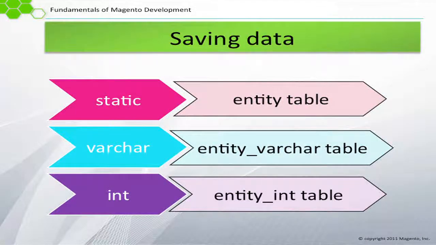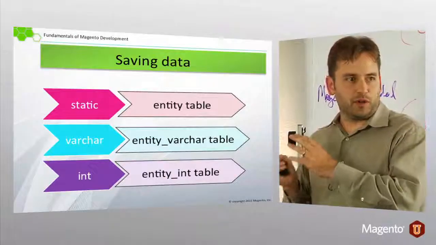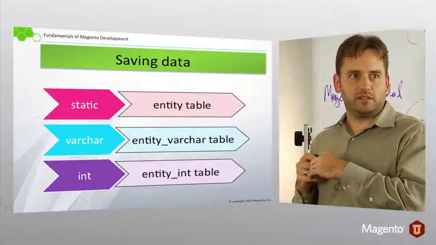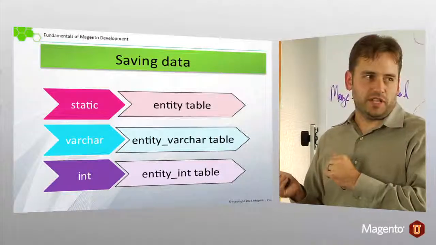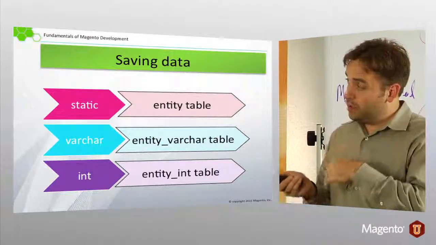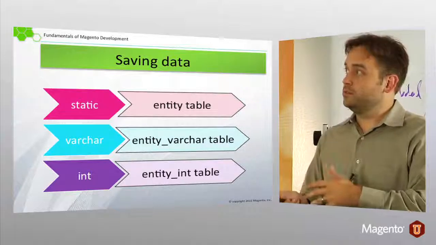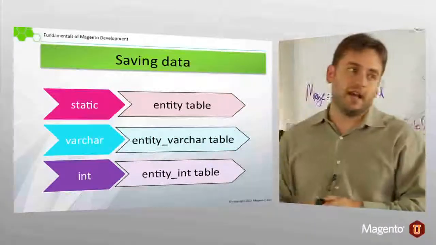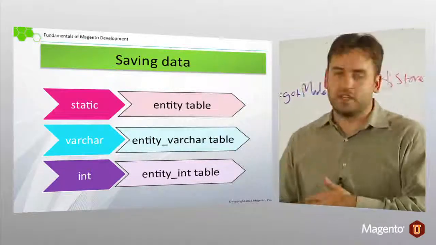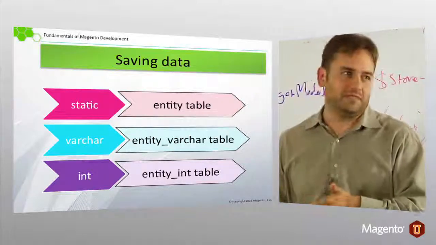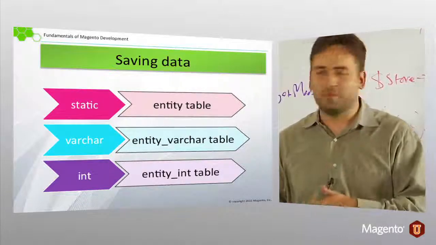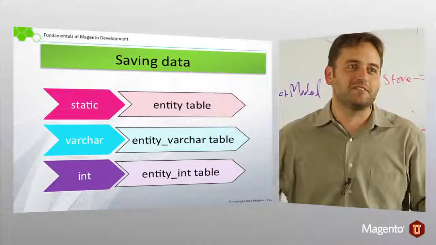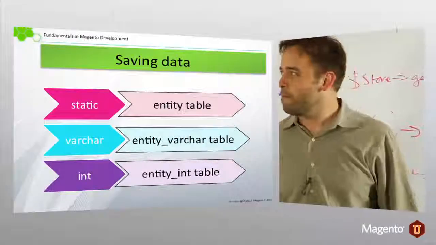So the saving of data, a bit of a refresher here. Static data, that's entity data. That's part of the record that the entity exists. That's global data. That goes in the entity table. If an attribute has a backend type of varchar, it goes into the entity varchar table. If it has a backend type of integer, it goes into the entity's integer table, and so forth.